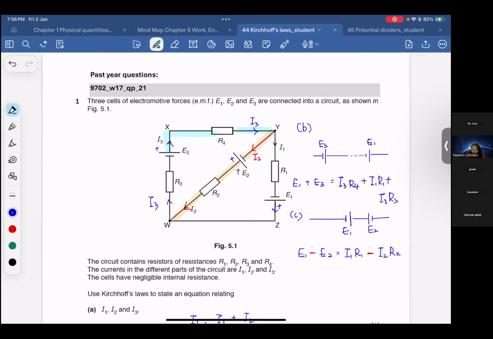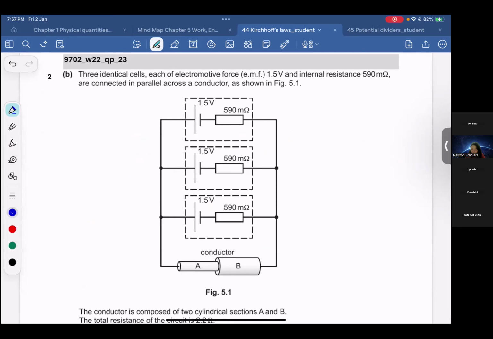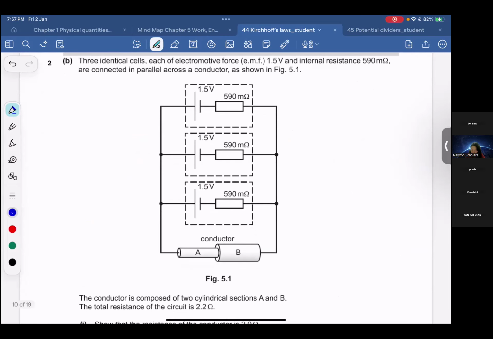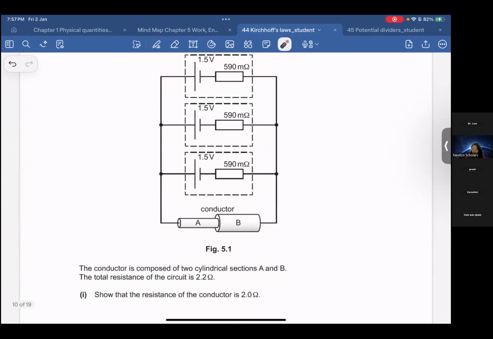Three identical cells, each of electromotive force EMF 1.5 V, internal resistance 590 milliohm. Okay, they are connected in parallel across the conductor as shown in figure 5.1. The conductor is composed of two cylindrical sections A and B. Total resistance of the circuit is 2.2 ohm. Okay, so total resistance means not only this part, but here we have internal resistance. So what they say is actually including the internal resistance.